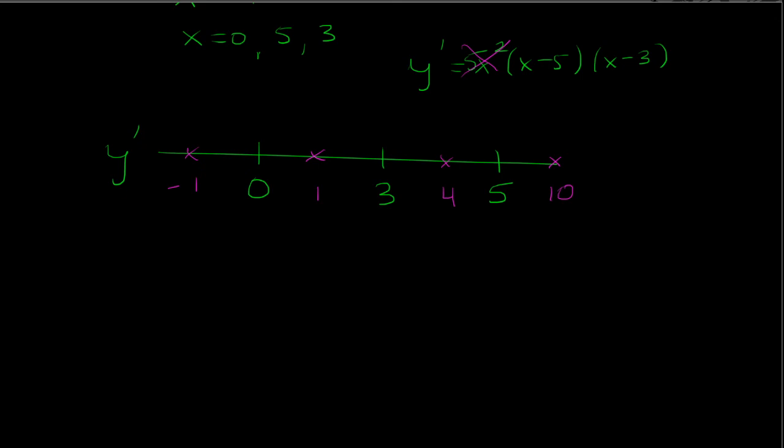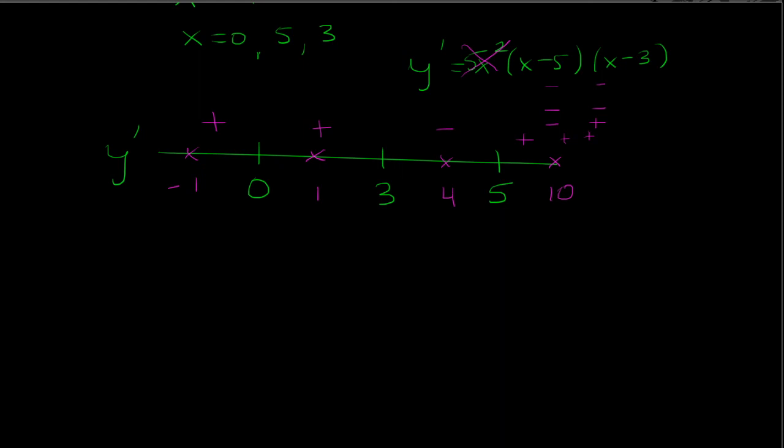Okay, if I plug in -1 into x minus 5, I get a negative. And then I get another negative for x minus 3. 2 negatives make a positive. If I plug in 1 now, I get a negative and a negative as well. So 2 negatives make a positive. If I plug in 4, I get 4 minus 5 is negative, 4 minus 3 is positive. A negative and a positive will be negative. Finally, I plug in 10, and I get both are positive. Positive times positive is positive.